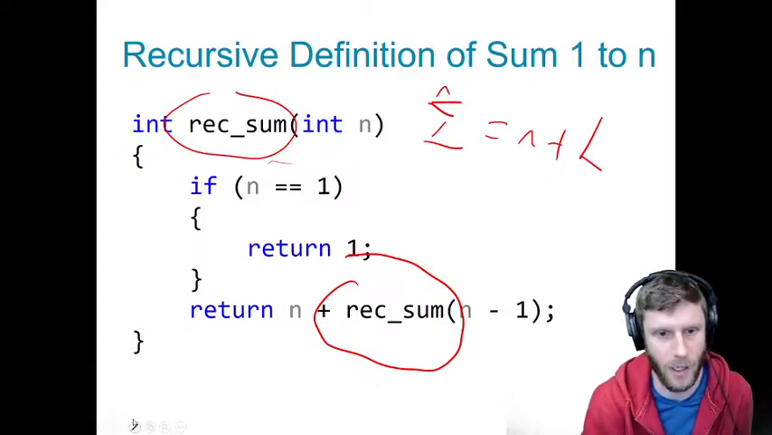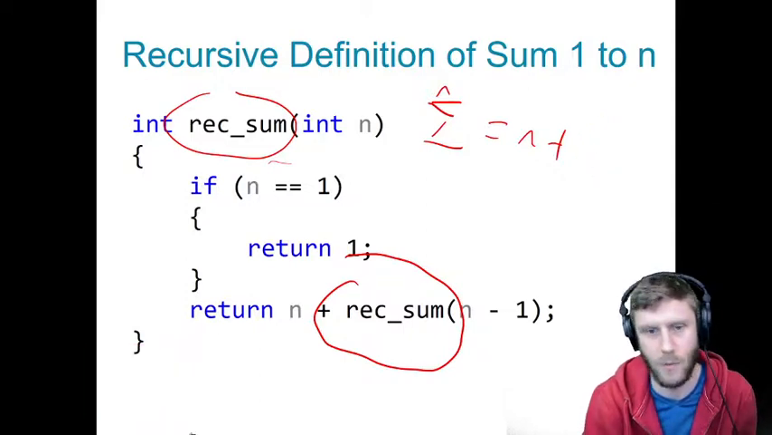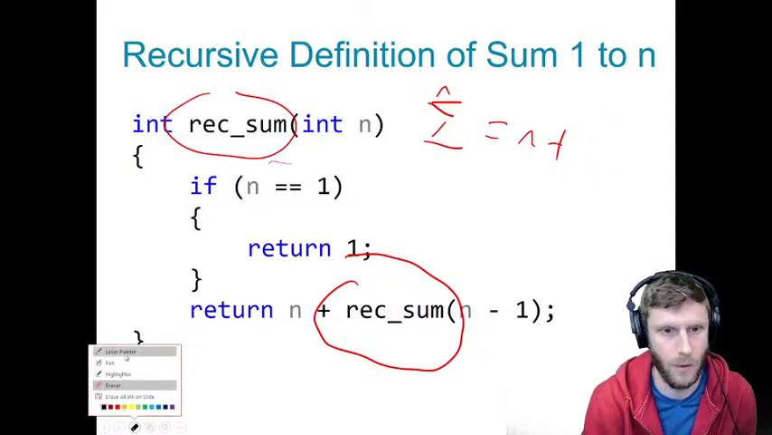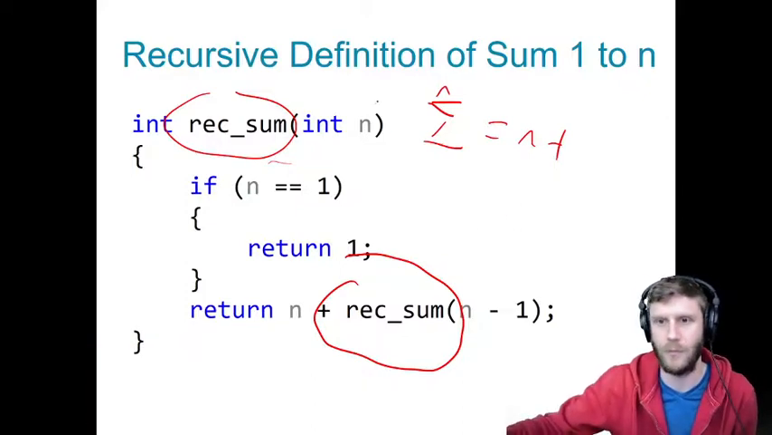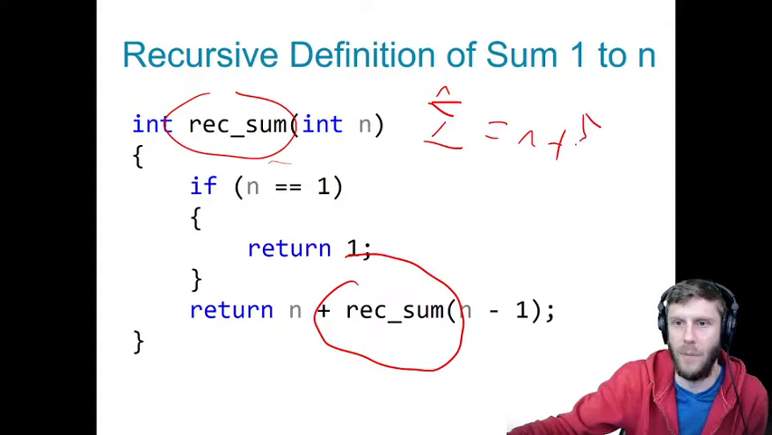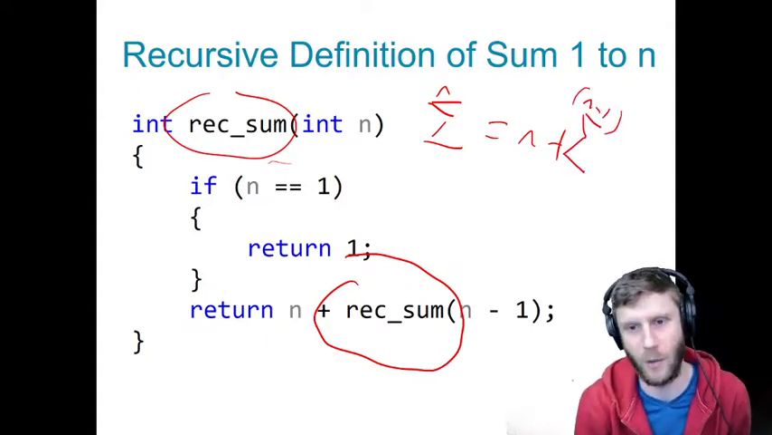That's not what I wanted at all. Erase. Nope, not a laser pointer. Pen. Plus the sum to n minus 1. I went sideways, but deal with it.